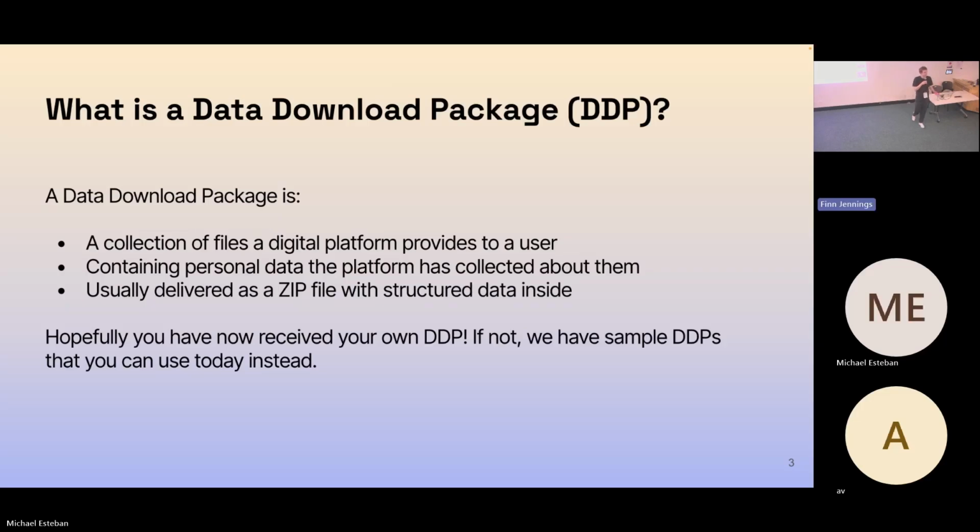So just a bit of a recap. I'm sure you remember a data download package. It's this thing we request from a platform. It's a collection of files which the platform provides to a user. It contains the personal data which the platform has collected about them. So we get a zip file. Usually it's a zip file which contains many files inside it, including potentially other zip files. You can have kind of zipception.